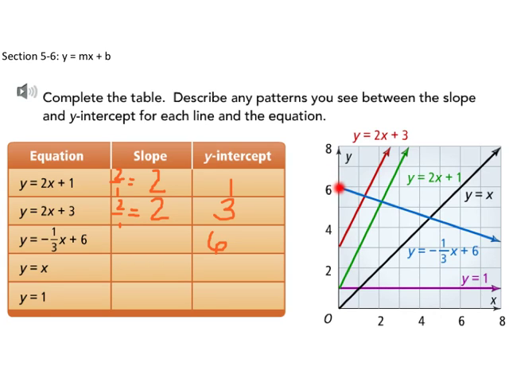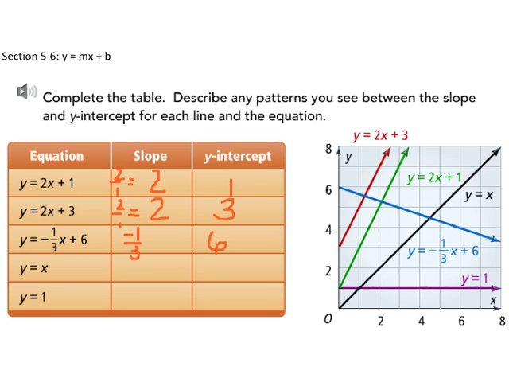And then let's take a look at the slope. So from that point, I have to move down 1 and right 3. Down 1 and right 3. So since I'm going down, that means my slope is negative 1. And I go right 3. So that's a positive 3 on the bottom. So my slope is negative 1/3.